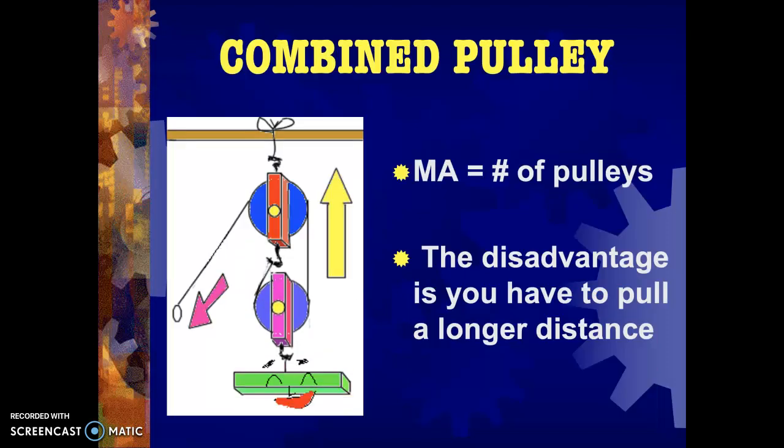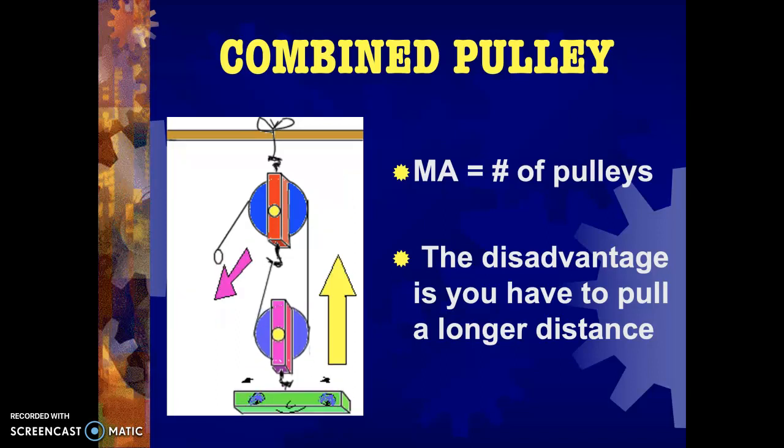Okay, so again, these are how combined pulleys work, and the mechanical advantage, again, is just the number of pulleys. You can have more than 2. You can have 6, 8. It all depends on how you want to set it up. But every time you add a pulley, you are increasing the mechanical advantage. 3 pulleys have an MA of 3. 4 pulleys would have an MA of 4. So simply count the number of pulleys.